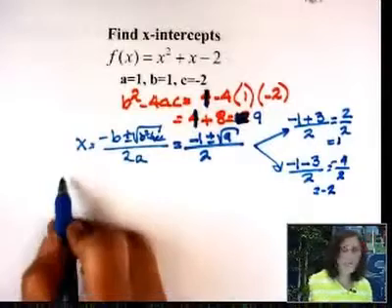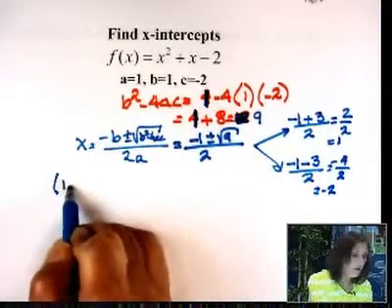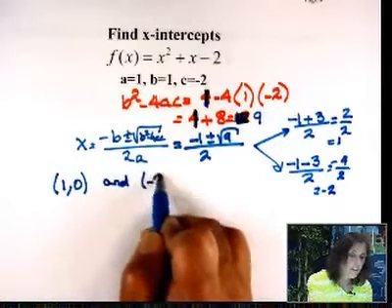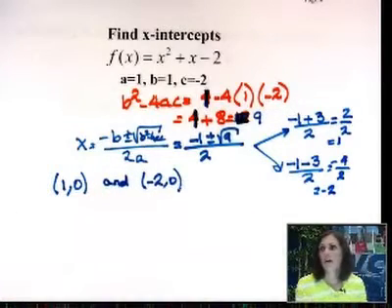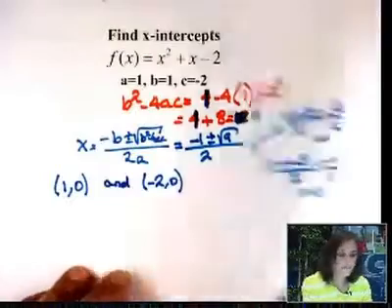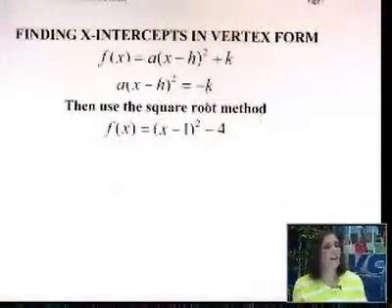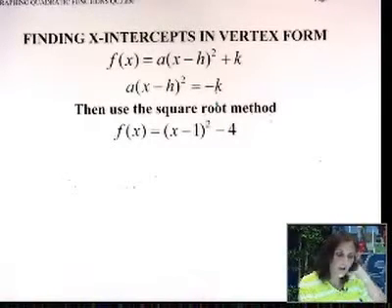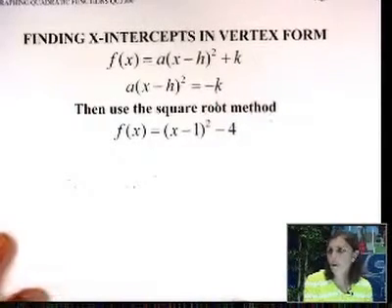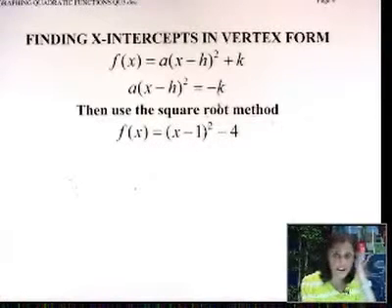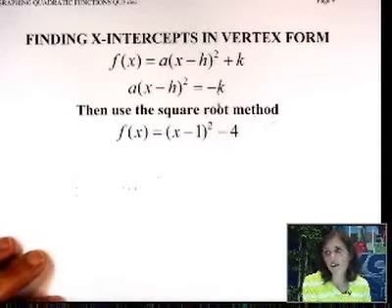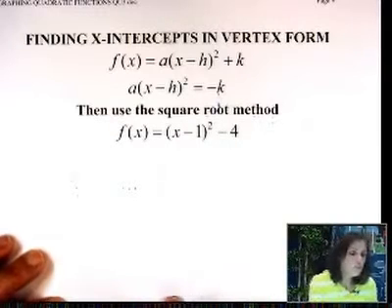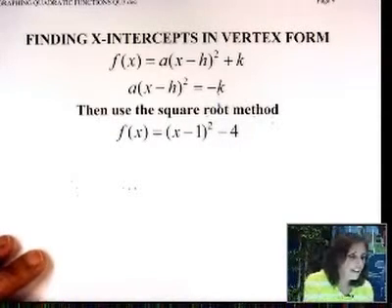Well, my x-intercepts are at 1, 0, and negative 2, 0. All right, that makes sense. Okay, now find x-intercepts in the vertex form. Okay, there are two ways of doing this. You can use, for example, the square root method, or you can just FOIL it up and then find it the way that I did it before. So let's use the square root method.